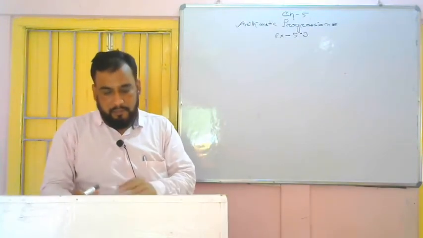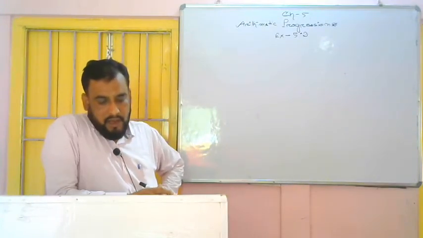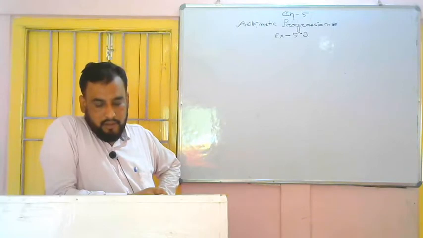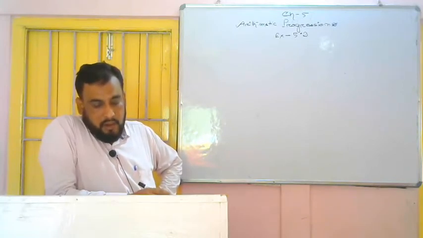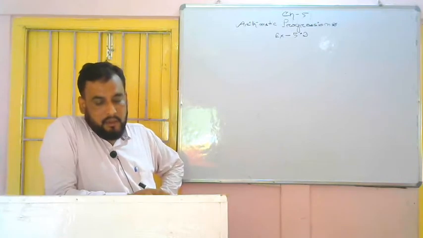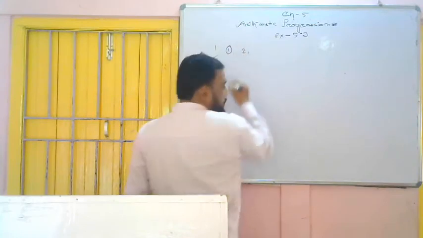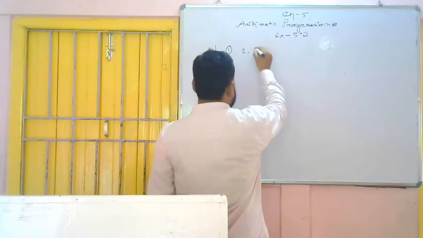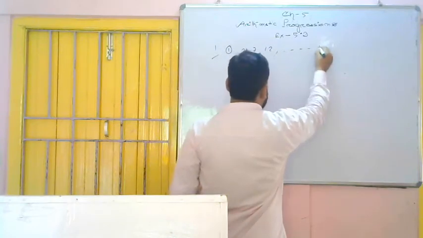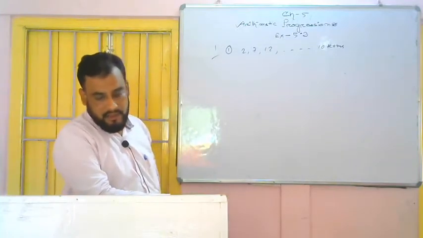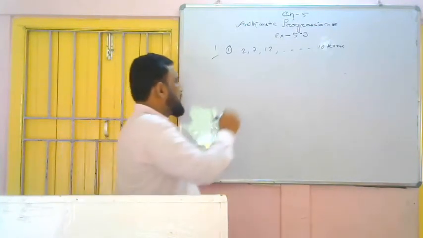So exercise 5.3, question number 1. Here 4 questions are there. We will do 2 out of these 4. Here one series is given: 2, 7, 12, up to 10 terms. So we will find the sum of this AP series.